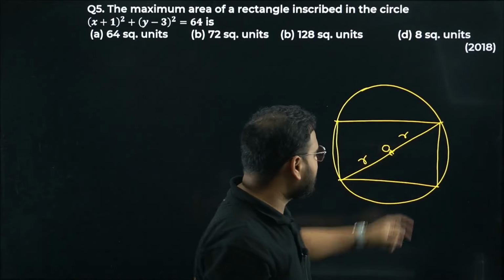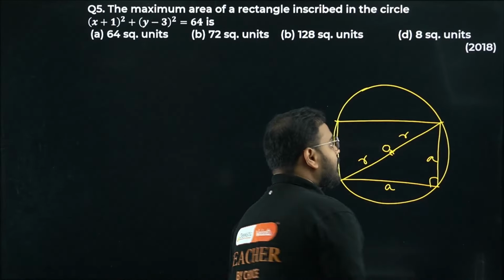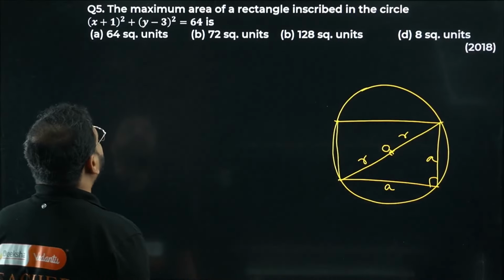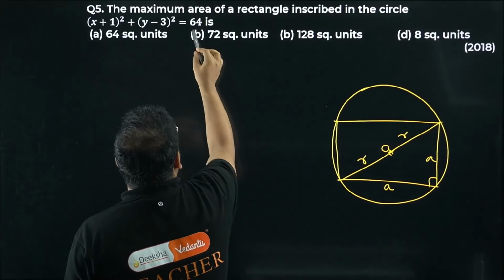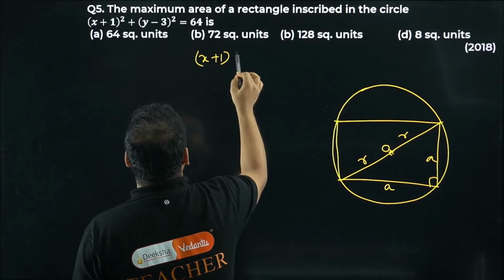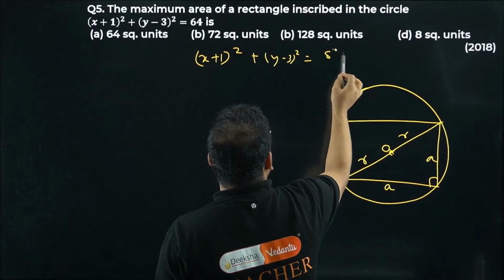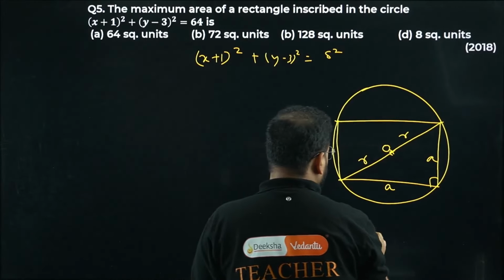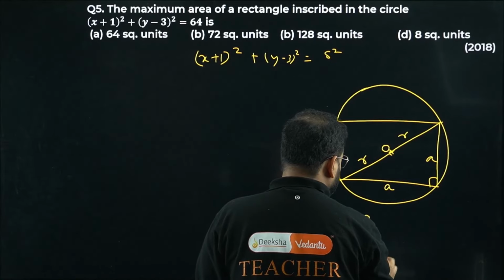So when that happens, this is going to be the diameter 2r. This is going to be a. So we are looking to maximize the area. How much is the radius given here? The radius is given as 8 actually. Compare this: (x plus 1) the square plus (y minus 3) the square equals 8 square. Hence r is nothing but 8. So 2r equals 16.